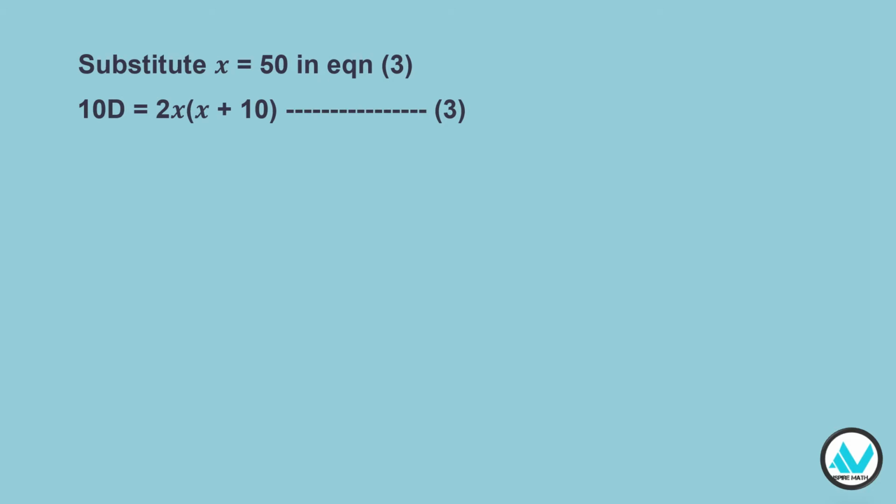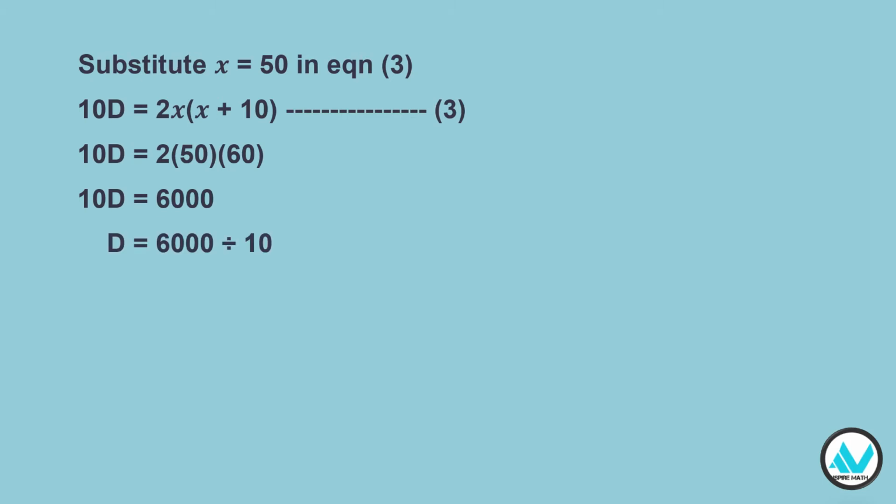Now equation 3 is nothing but 10d equal to 2x into x plus 10. Now let me substitute 50 in place of x. So I get 10d equal to 2 times 50 into 60. So when I multiply, I get 10d equal to 6000. So let me divide. I get d equal to 6000 divided by 10, which gives me d equal to 600. Therefore, the distance is nothing but 600 kilometers.